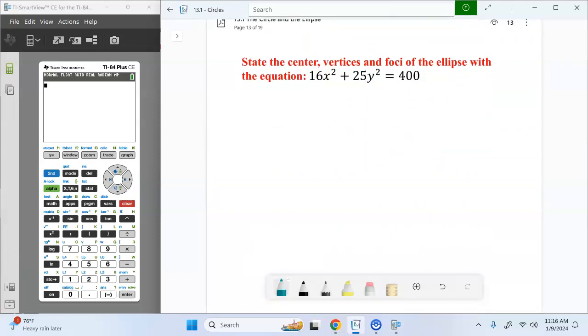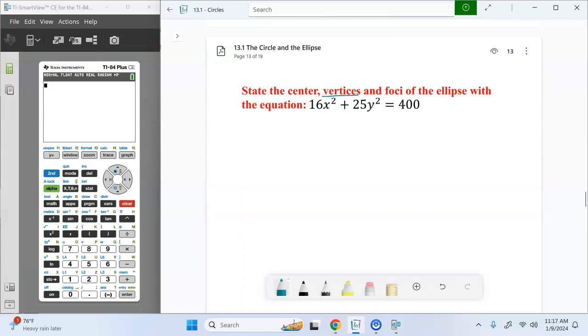So we want to state the center, the vertices, and the foci of the ellipse with the given equation. Now, just as a side note, when it says vertices, it's usually only referring to the endpoints of your major axis. We're going to do all four right now just so that we have that, but generally when they're referring to vertices, it's just the two. Otherwise, they'll specify the vertices and the co-vertices.